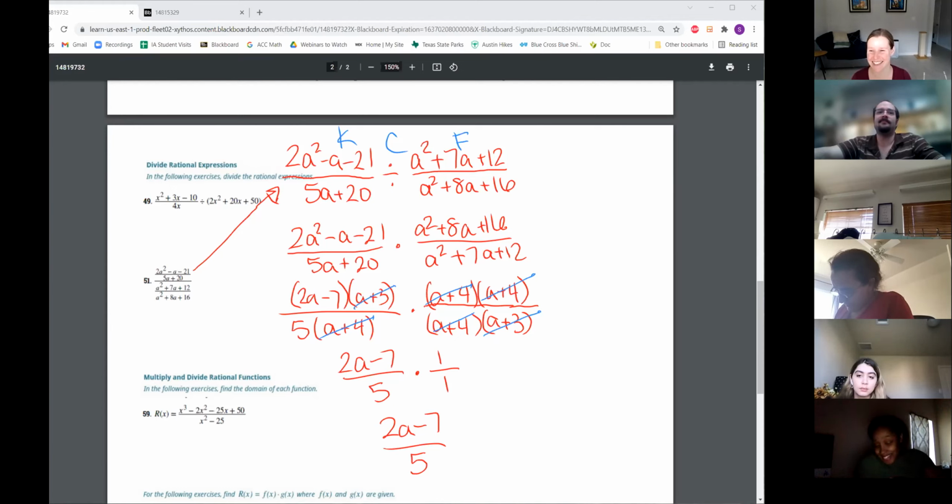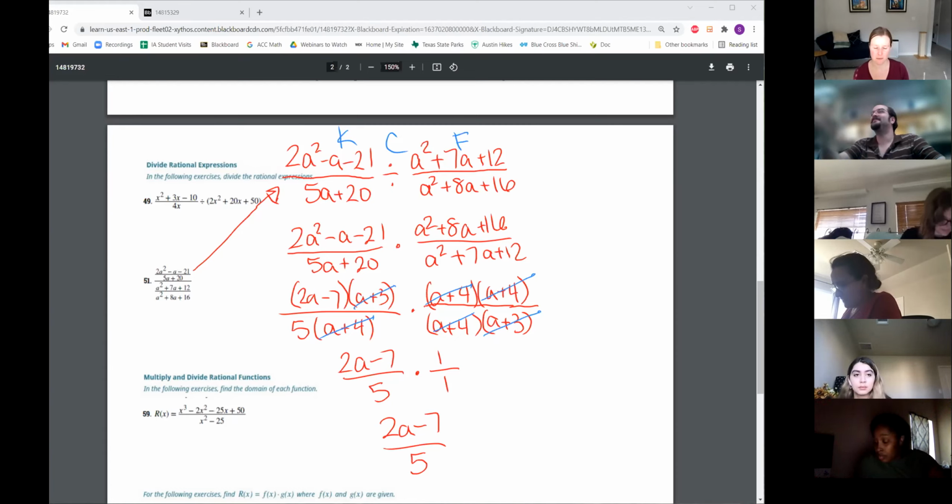It's correct, right, teacher? 2a minus 7 over 5, right? That's what we got, and that's what Ashley got. Did other students get that? I got that. Okay. And then if I need to reduce this, no, I can't reduce anything. You can't reduce it anymore. Yeah. Perfect.